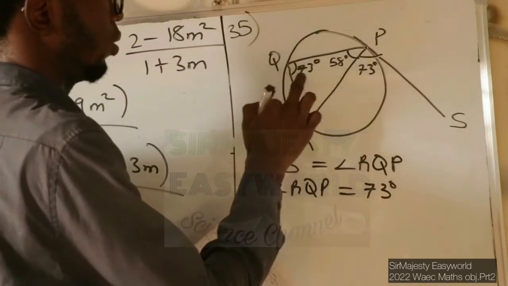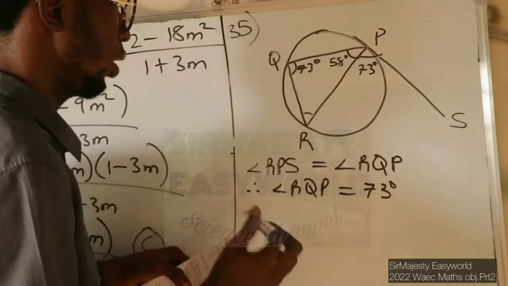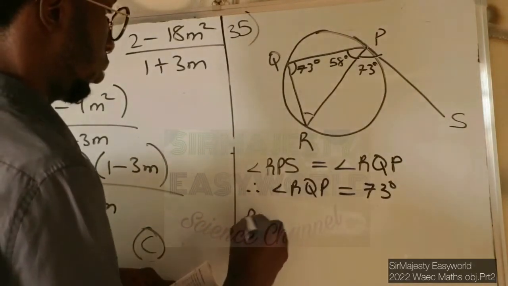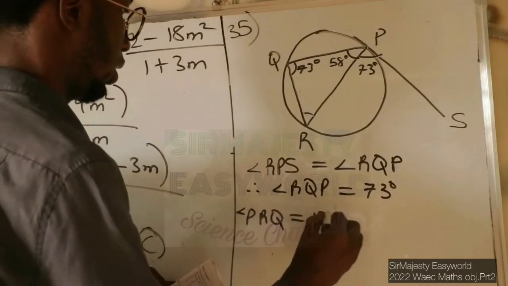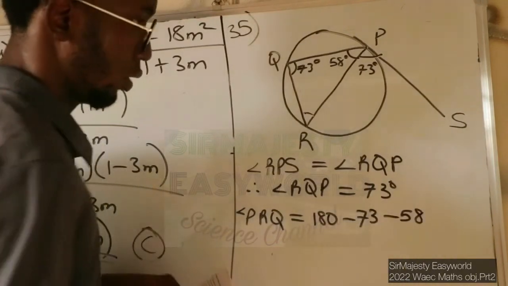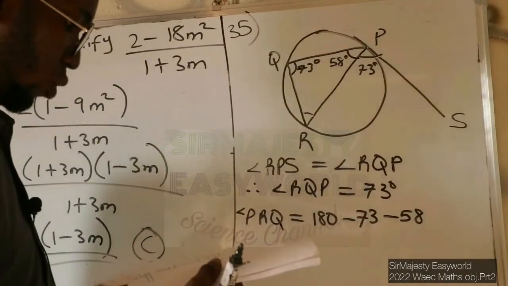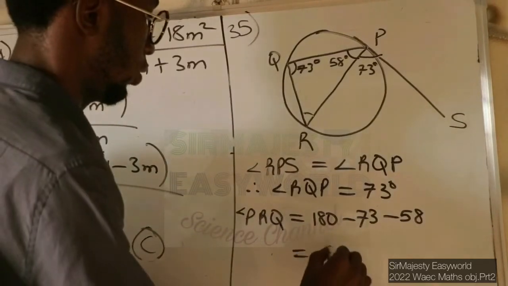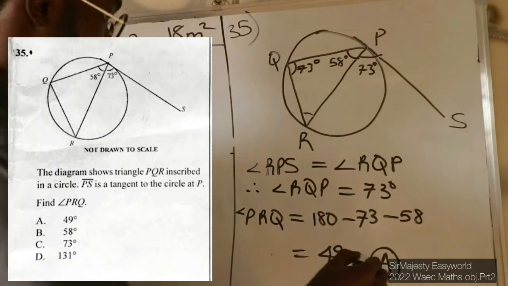Now using this knowledge, you can add these two together and subtract it from 180 to get our value here. So the angle we are looking for, angle PRQ, is equal to 180 minus 73 minus 58. Okay, so the answer is 49. This is going to give us 49 degrees, which is option A.